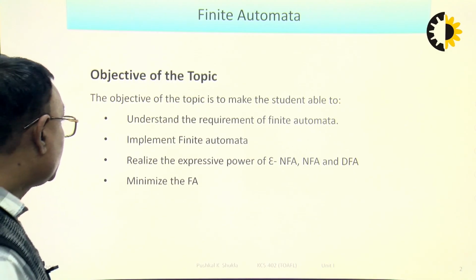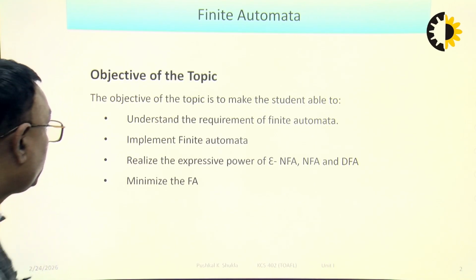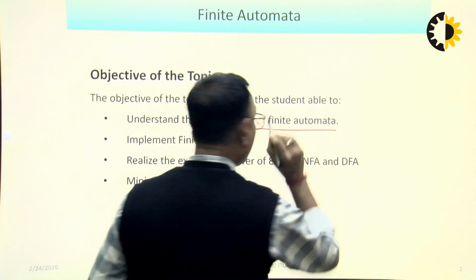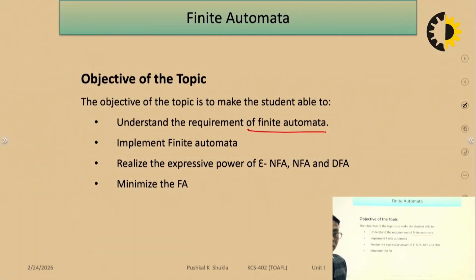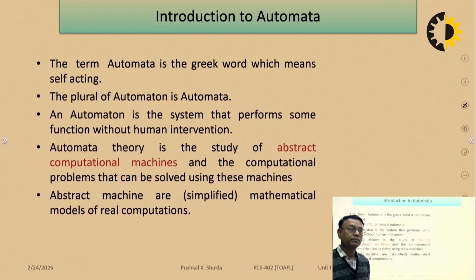The objective of this topic is to make the students able to understand the requirement of the finite automata. Very important: understand the requirement of finite automata, implement finite automata, realize the expressive power of epsilon NFA, NFA, and DFA, and then minimize the finite automata. The objective of this topic is this.